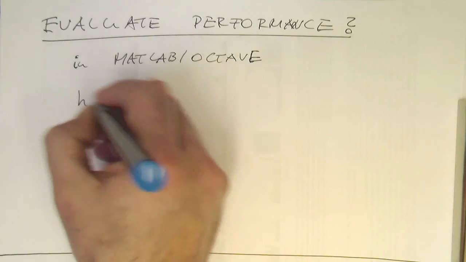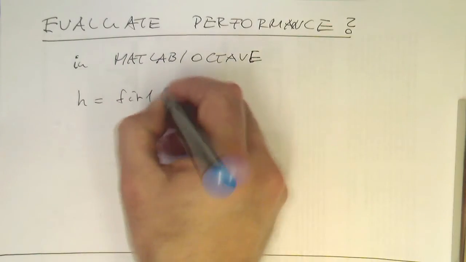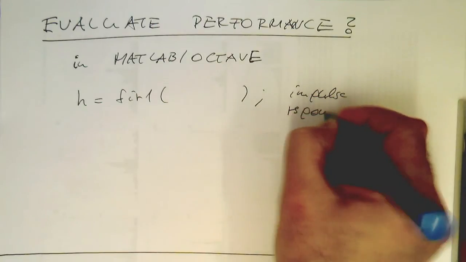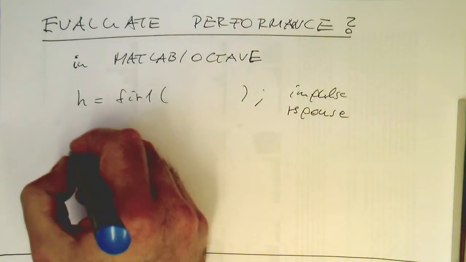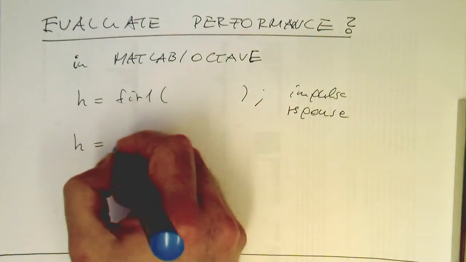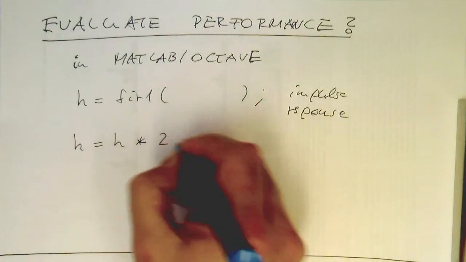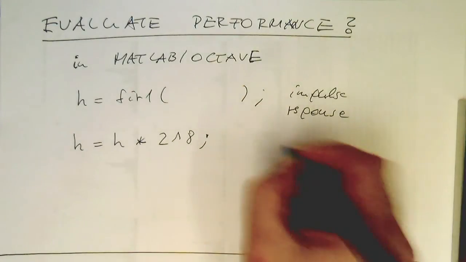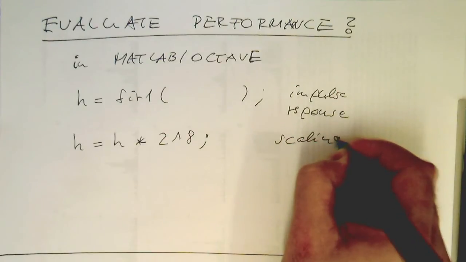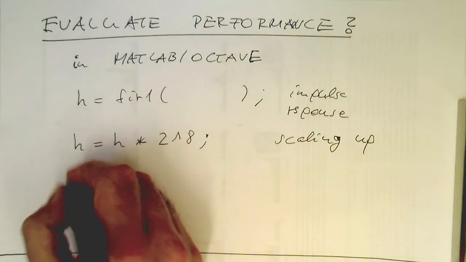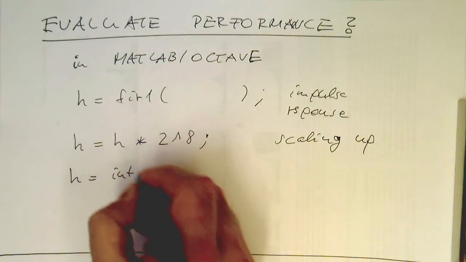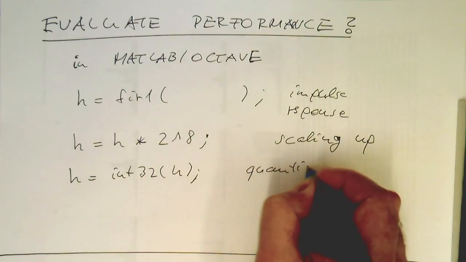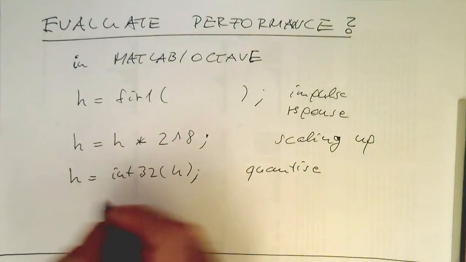So we first generate our impulse response, FIR1, so that's the impulse response. And then after that we just scale it up. So we say h equals h multiplied by 2 to the power of 8, just to create a really bad example. So this is scaling up. And then after this we just quantize it.